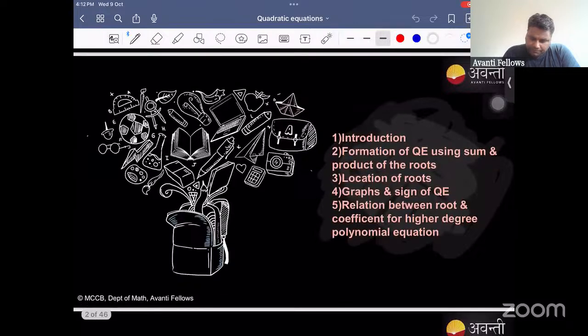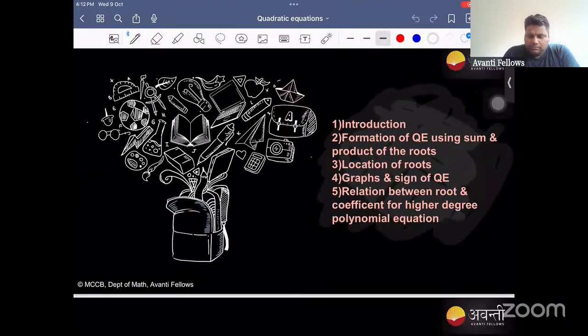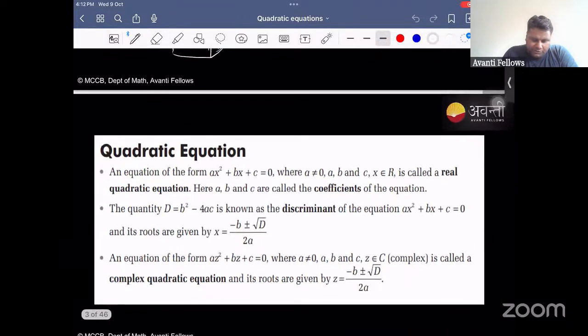So in this chapter, we'll do how to form a quadratic equation using sum and product. We'll do location of roots, graphs, and signs of quadratic equation, relation between roots and coefficients of higher degree polynomial equations. All right.